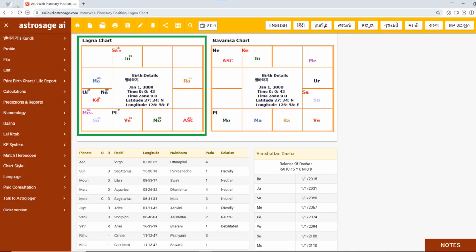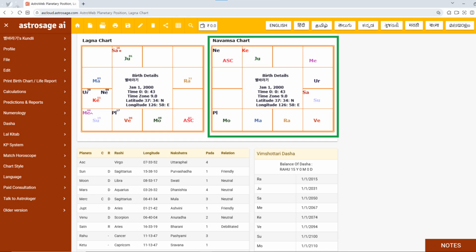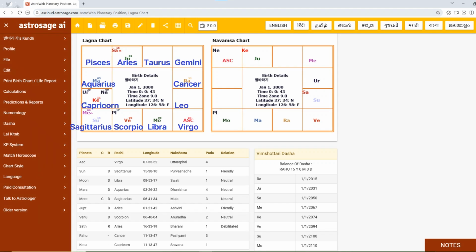What is on the left is called the Lagna chart, which is the Rashi chart we will primarily use. What is on the right is a Navamsa chart that is referenced after marriage or when looking at the later stages of life. In the South Indian style, the second box from the top must be Aries. And in a clockwise direction, Taurus, Gemini, Cancer, Leo, Virgo, Libra, Scorpio, Sagittarius, Capricorn, Aquarius, and Pisces are arranged.